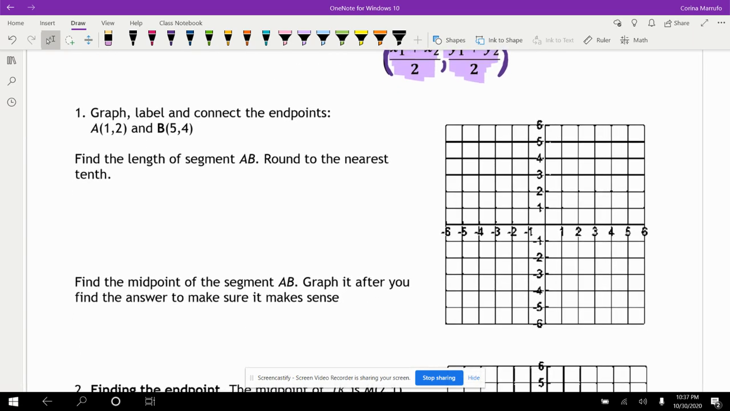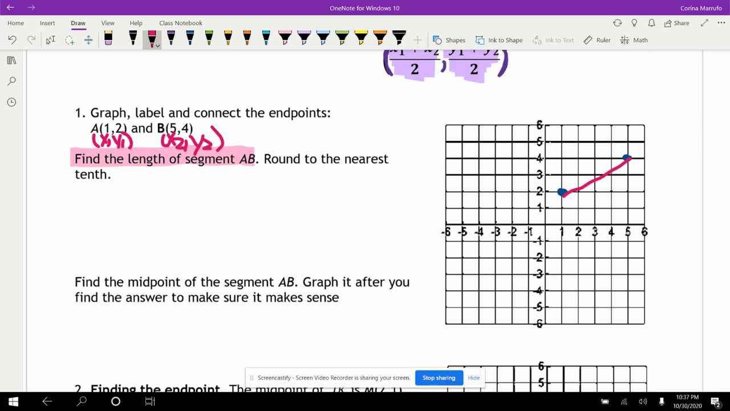The first one says, graph and label and connect the endpoints. A is 1, 2, and B is 5, 4. So I'm going to go ahead and graph those. We have 1, 2. So 1, 2 would be right here. And then we have 5, 4. Okay, so here it tells us to first find the length of segment AB. So what they want us to do is find the distance from here all the way to right here. So this is my first point. So this is my x1, y1. Okay, and then this is my second point. So this is my x2, y2.